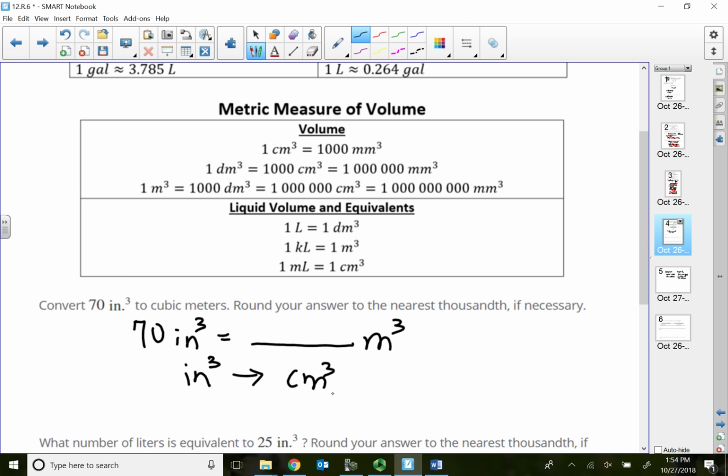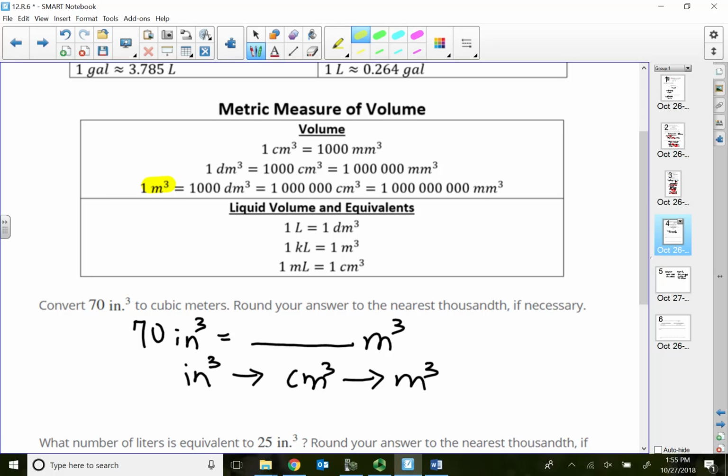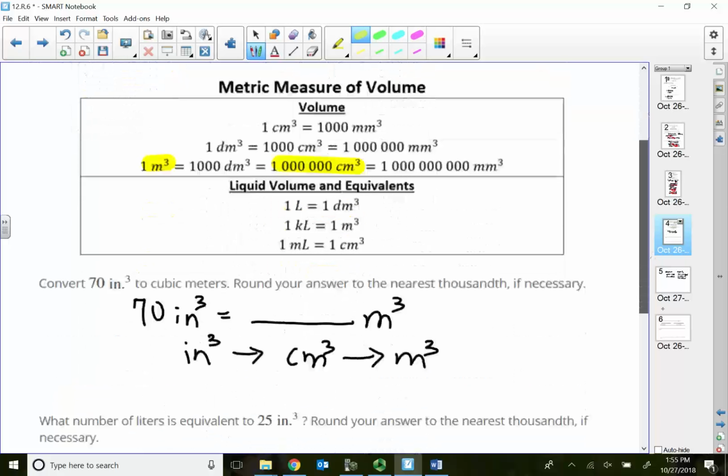The question is, can I go from cubic centimeter to cubic meter? This is a metric measurement of volume. That means metric converting to metric in terms of volume. Cubic meter right here, cubic centimeter right here. So yes, I am able to convert between cubic meter and cubic centimeter. So I will use that one, and I will use this one here, cubic inch to cubic centimeter.